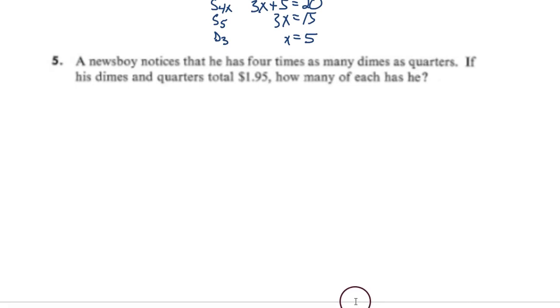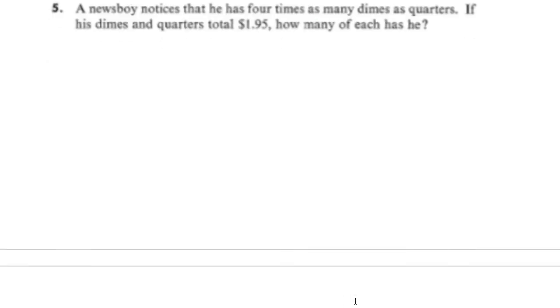Now number 5. A newsboy notices that he has 4 times as many dimes as quarters. If his dimes and quarters total $1.95, how many of each has he? I'm going to draw a box around that. That's what I'm actually asked to figure out. I'm looking for the number of dimes and the number of quarters.